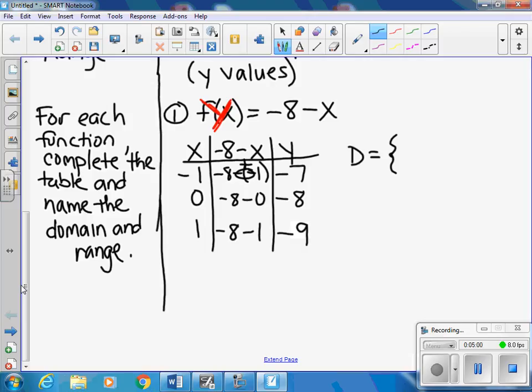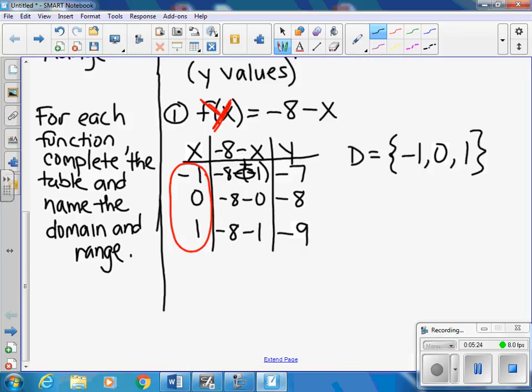Right, but inside of those braces are all the possible values from your table that are your domains. And remember, domain is the x values. So if you look at the x column of our table, this column right here, those are my domains. I'm just going to list them in the order that I have them. It really doesn't matter what order you find them in. Just remember to close your braces, because those are the only 3 numbers we have from this table.